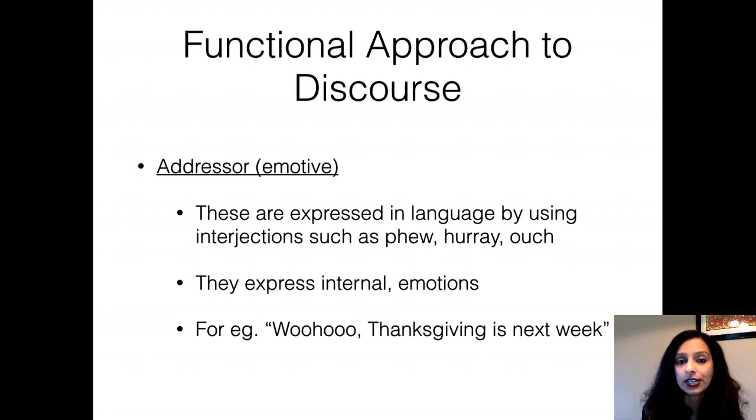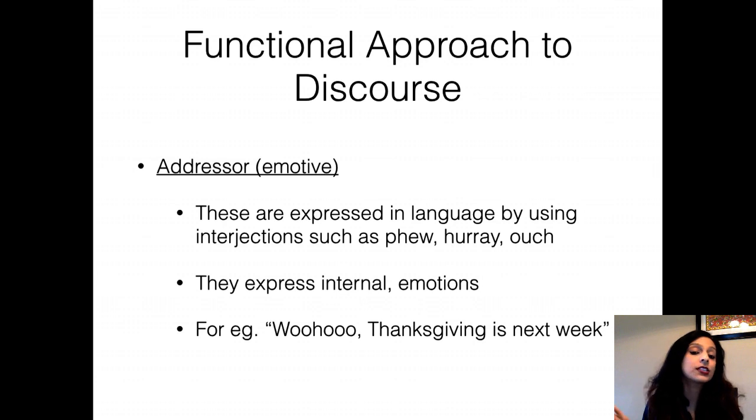The first function is called the addressor function or the emotive function of language. And so when we talk about emotions, you can talk about certain kinds of words that are called interjections in language. These are things like shoo, hooray, ouch, woohoo, right? So these are interjections. These express a kind of internal emotion, not physical, sometimes physical, like ouch, but mostly an internal emotion. Like, what are you going through, right? Are you happy? Are you sad? Are you stressed? Are you tired?